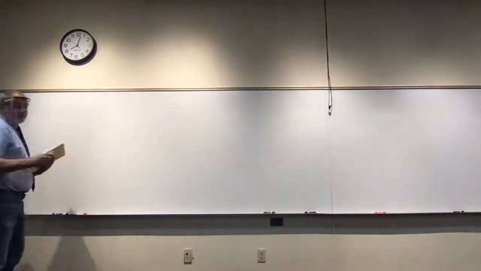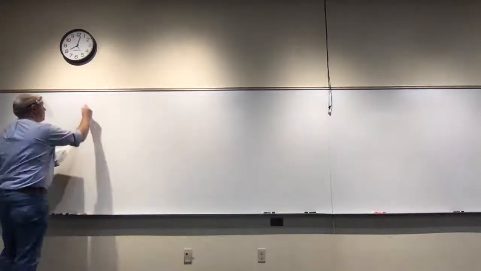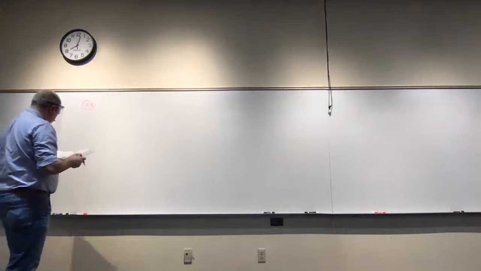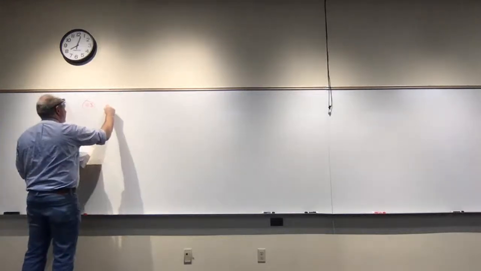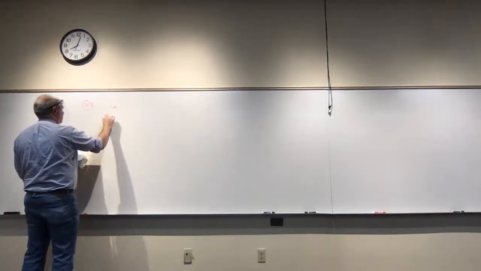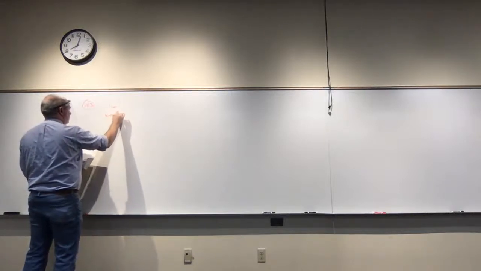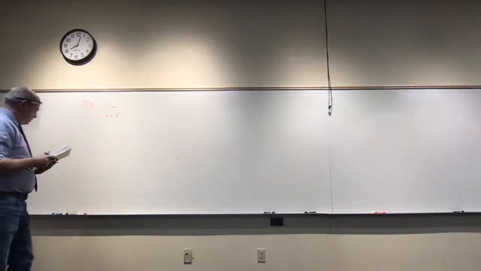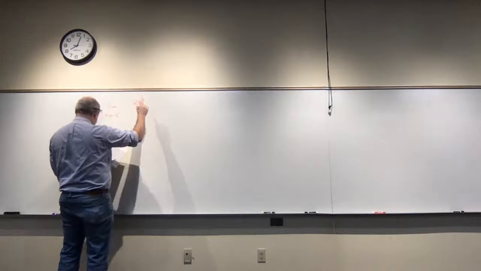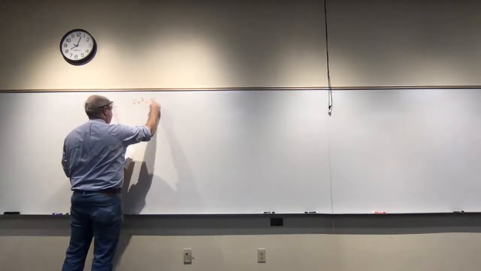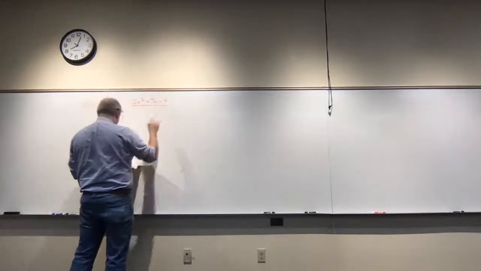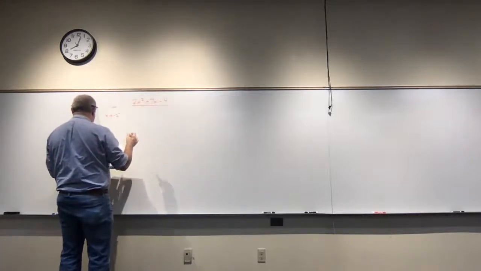So should we start with 103? Okay. 103. We have the limit as x goes to -2 from the left of 2x squared plus 7x minus 4 divided by x squared plus x minus 2.